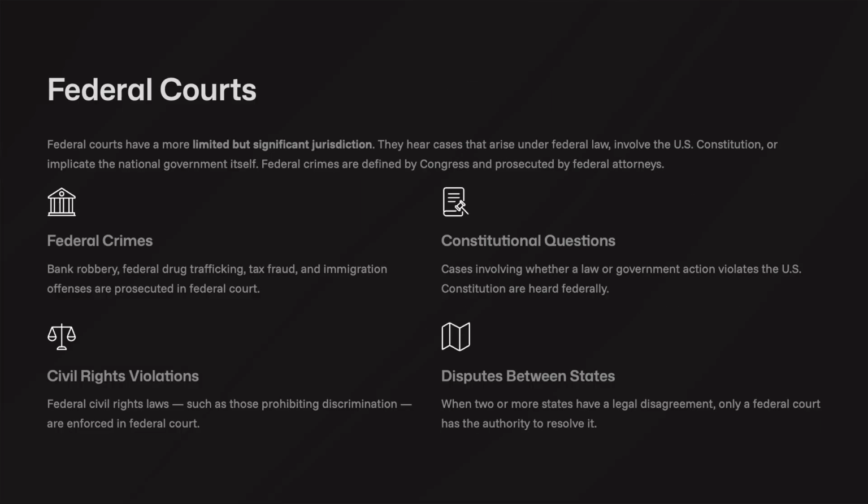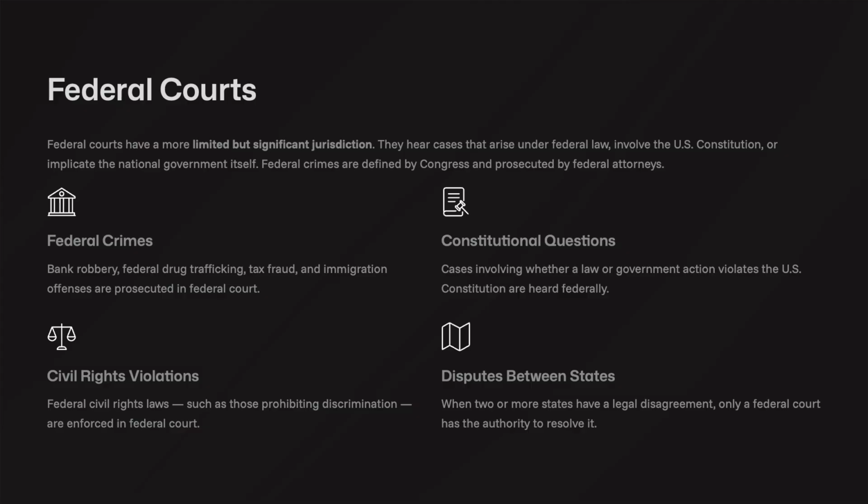So then there's federal courts. And our federal courts serve a different purpose. Rather than hearing violations of state law, federal courts hear cases involving federal law. Examples include immigration offenses, federal drug trafficking, bank robbery, tax fraud, crimes committed on federal property, and violations of federal civil rights laws. Federal courts also hear cases involving constitutional questions, disputes between states, and lawsuits involving the United States government.